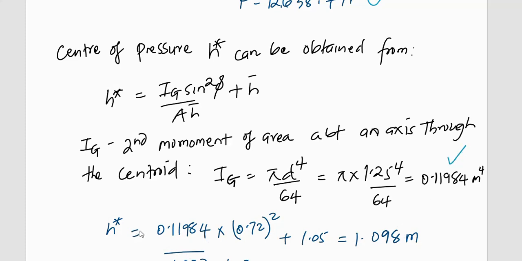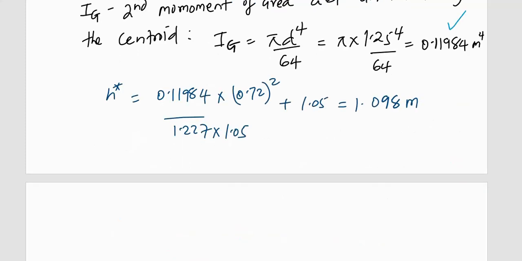Therefore, h star would give us 0.11984 times sine phi is 0.72, so this will be 0.72 squared, then divided by 1.227 times 1.05. Then we add there 1.05, which would give us 1.098 meters. That is our h star.